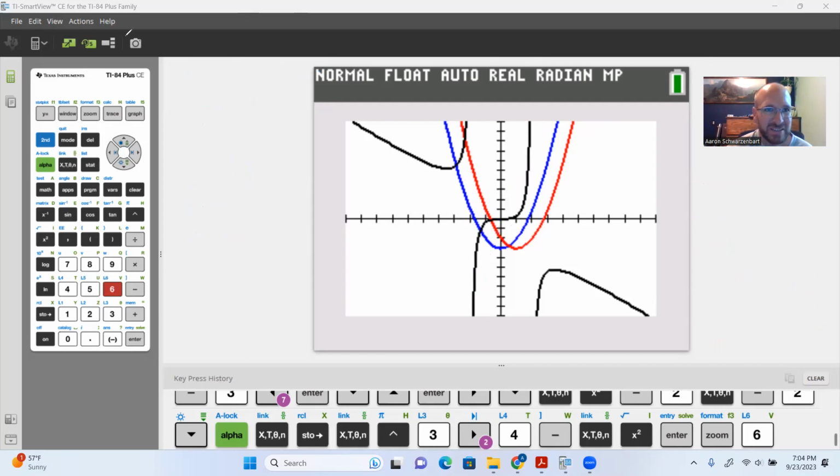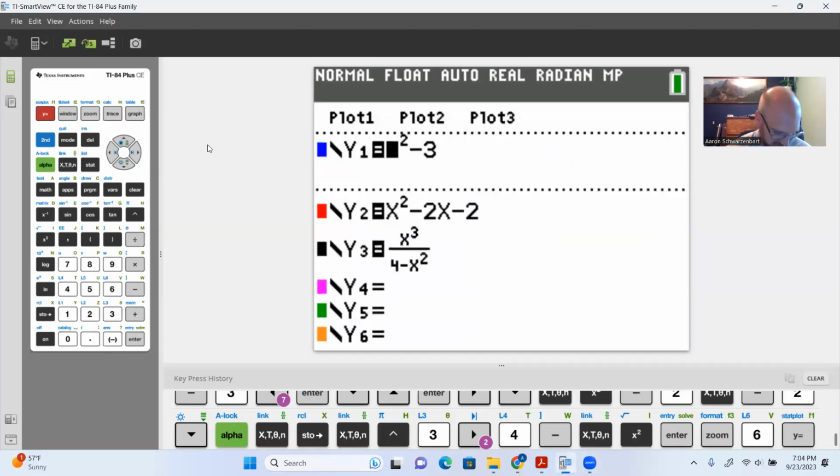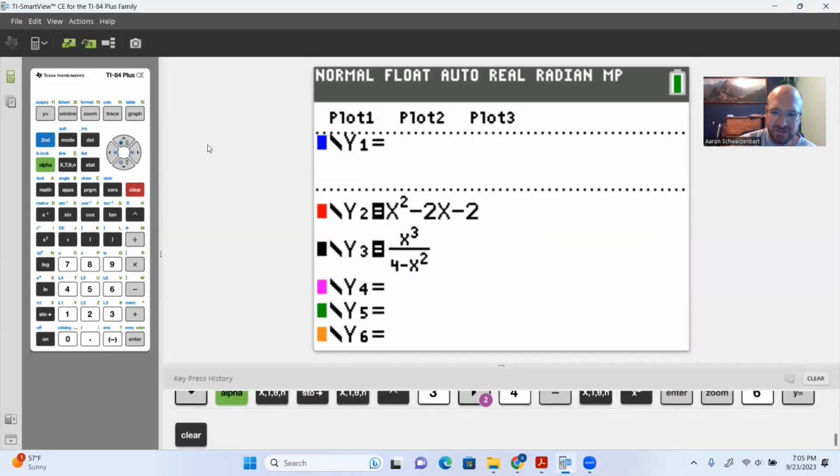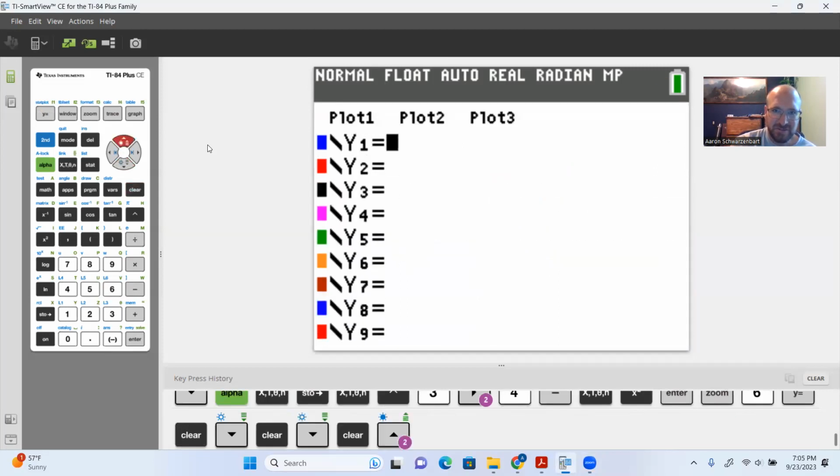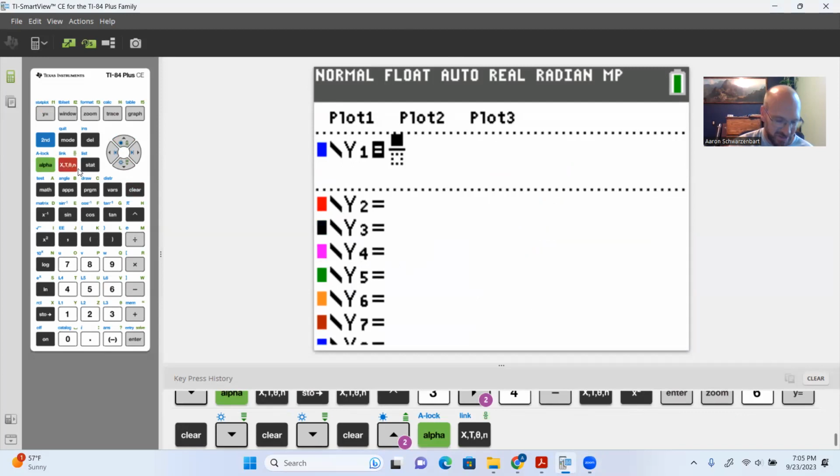But a limit is telling me, where is y going? Where is y going as x goes towards this point? So I'm going to clear all of these out and put in a new function. And we've talked about rational functions. We learned about them last year. We know they have vertical and often horizontal asymptotes.